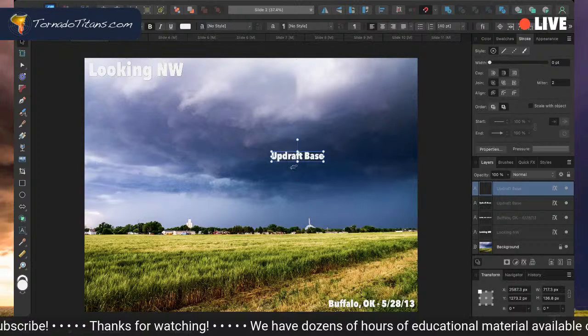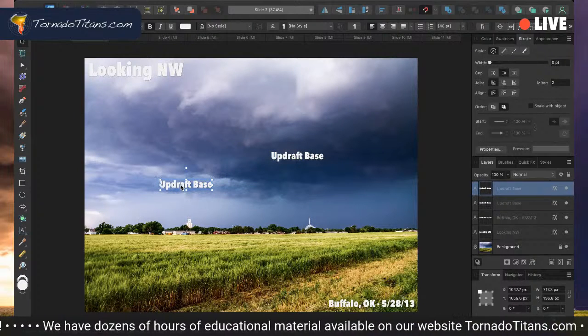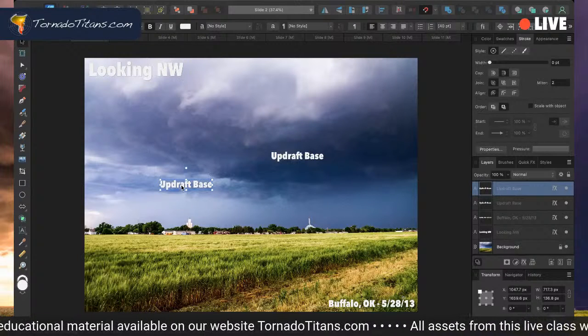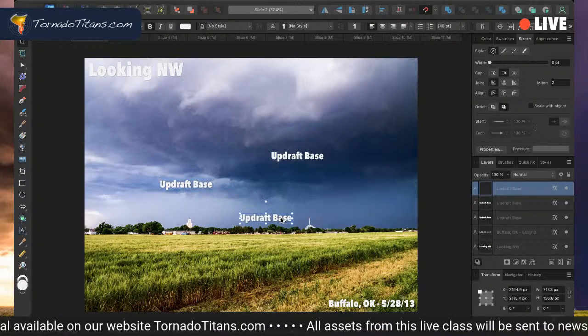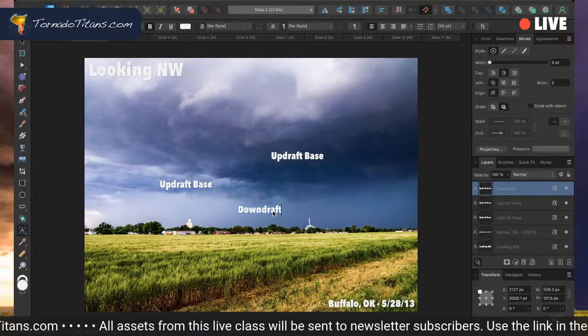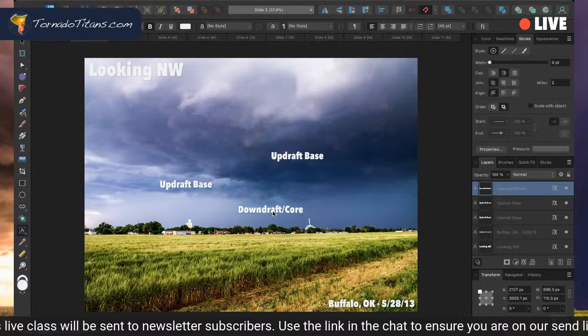This is always something you do when you try to do something later, but there's also an updraft base back there in the background as well. So there's multiple updrafts going on here. Another thing you're going to notice back here in the background is the downdraft. So that's core, and it's very big, it's very thick, it's very dense.